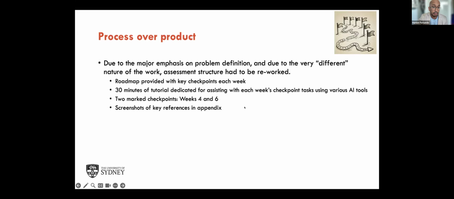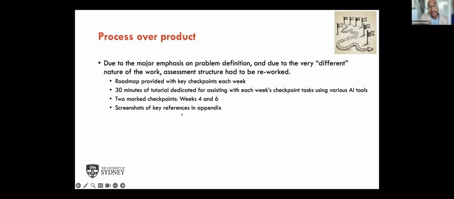2 of these checkpoints were marked in weeks 4 and 6. By week 4, we expected them to have actually been able to communicate with some stakeholders or at least made a good attempt to. There are some students who definitely tried, but they couldn't get anyone. That's fine. I want to see that you made an attempt to actually make this communication. And by week 6, we would have at least liked them to have completed 1 or 2 of the interviews or sent out 1 or 2 of their questionnaires. Okay, so those were key checkpoints. And these 2 checkpoints accounted for half of the total mark of this assessment.